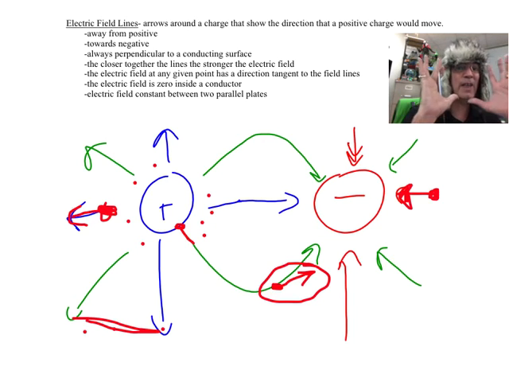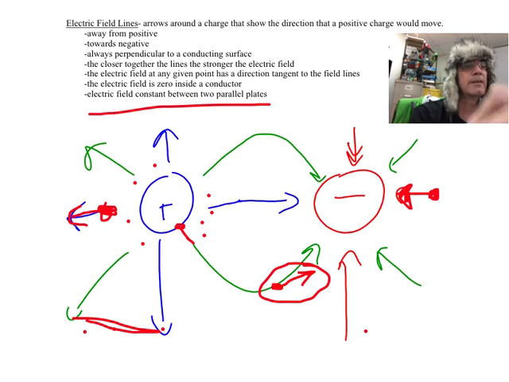Inside a conductor, my electric field has to be 0, because if it's not 0, then it would move all the charges until it was 0. And so, as a rule, no electric field inside of a conductor. And we'll talk about this one a little later, actually.